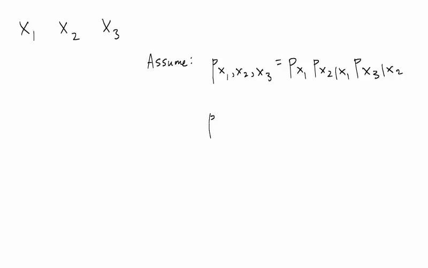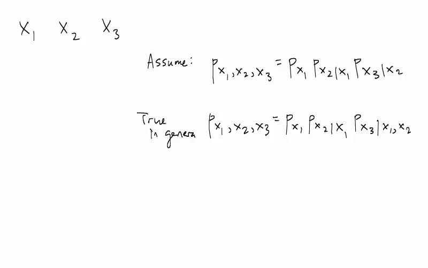We can always write out the product rule, which holds regardless of any structural assumptions on the distribution. So the product rule says that p of x1, x2, x3, I can write this as p of x1 times p of x2 given x1, and then times p of x3 given both x1 and x2. And so this is true in general.